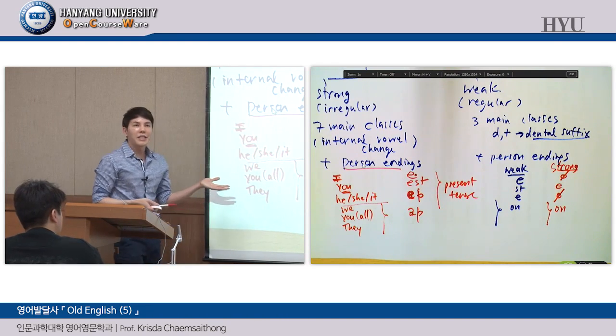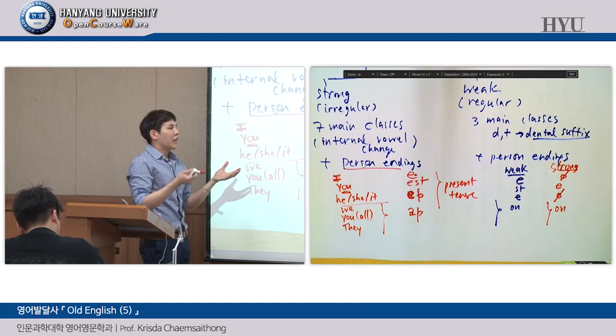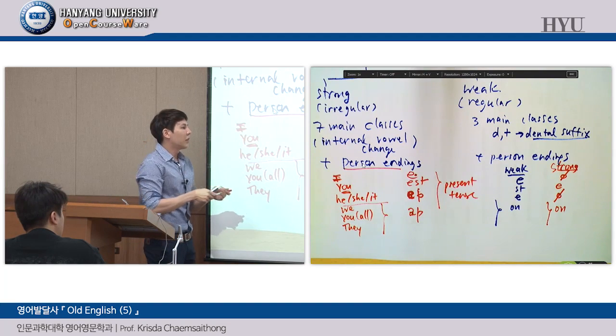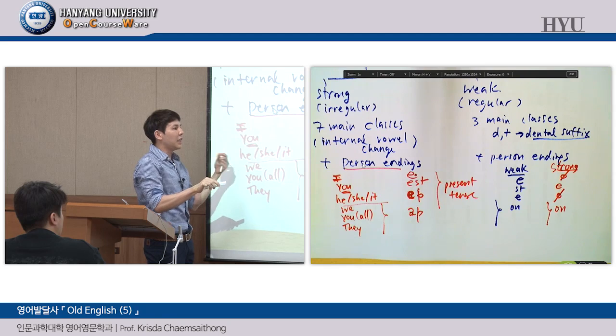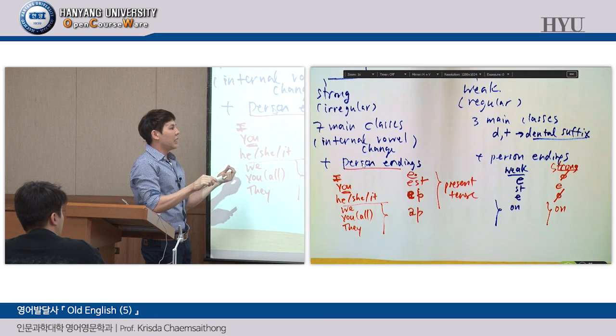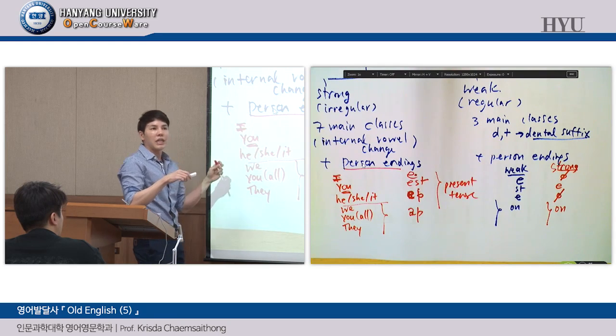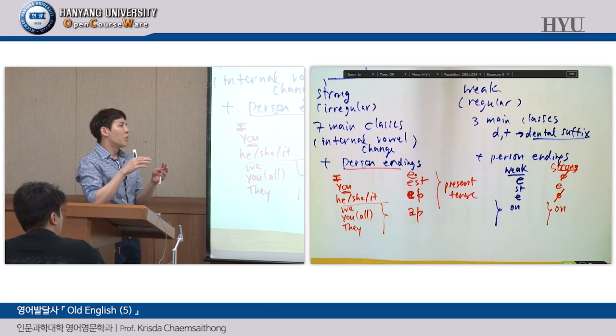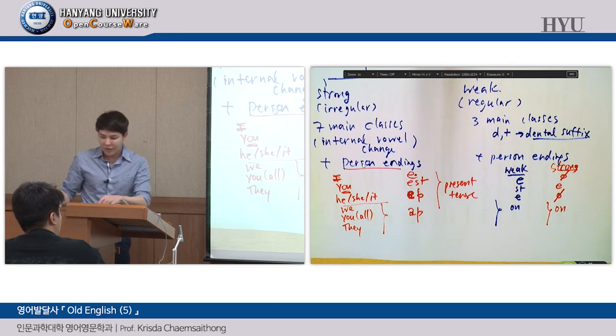You don't have to memorize, but if I give you the table, like with this kind of information, E, ST, E, or E, EST, ETH, like this, you should be able to tell me what the subject is, right?